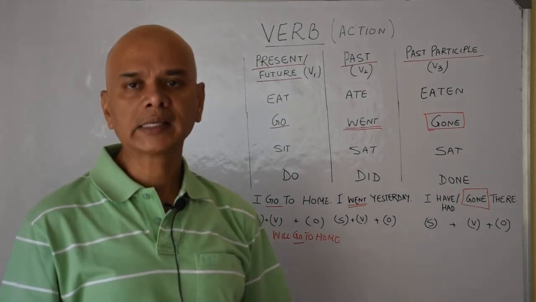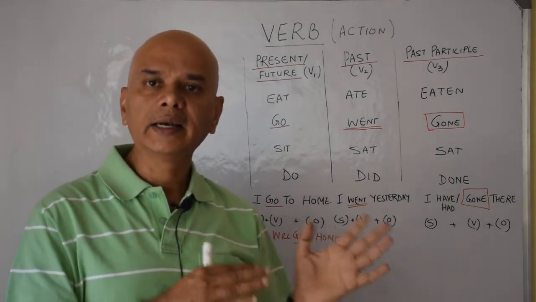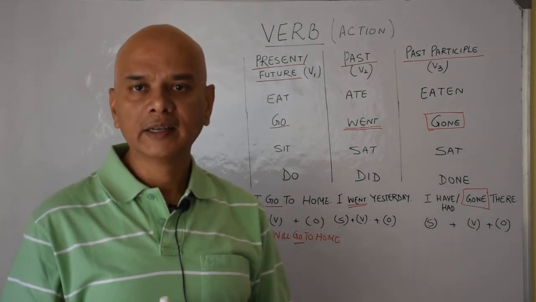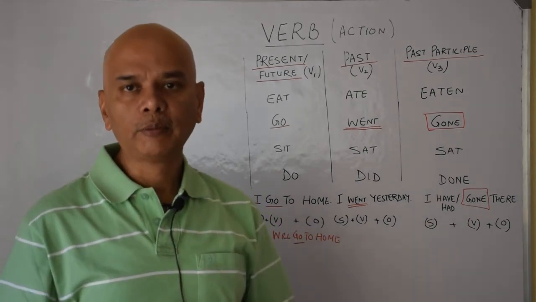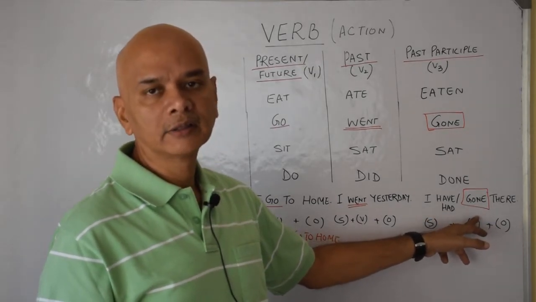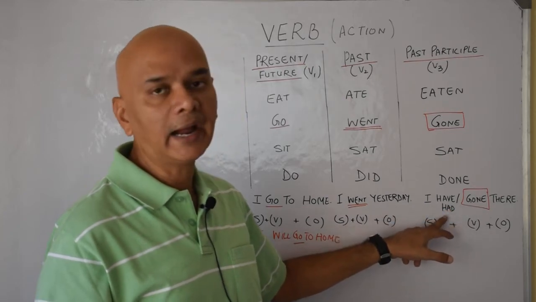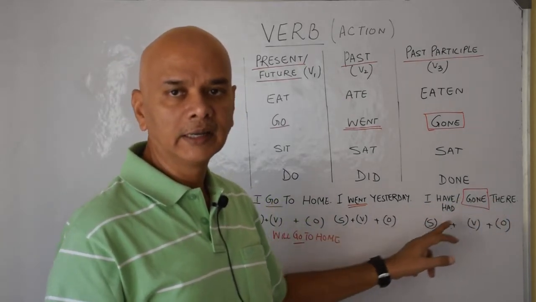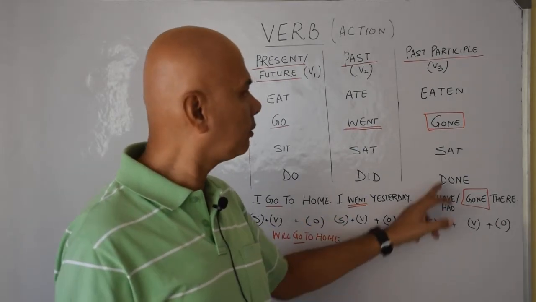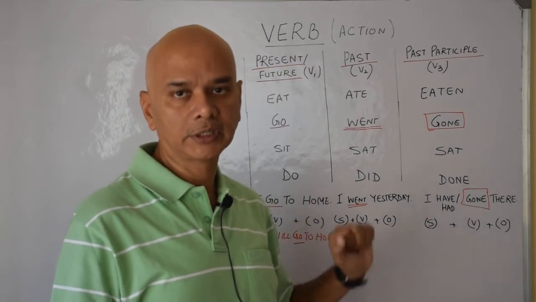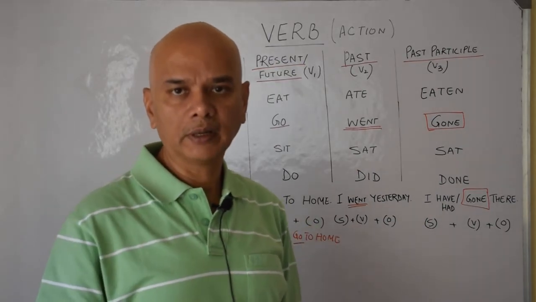The second rule is action which has started and continuing. Like I have come to class, you have come to home. So there we'll use third form with have and had. I have come, I have gone, you have gone. So you see we are using the third form of verb. Subject plus verb plus object. It does not change.